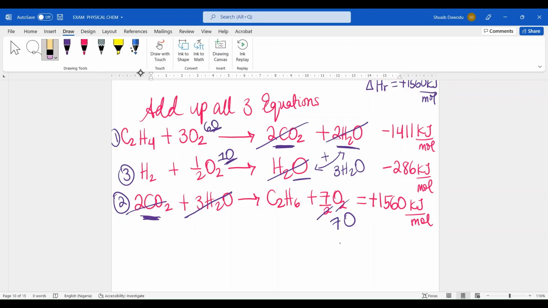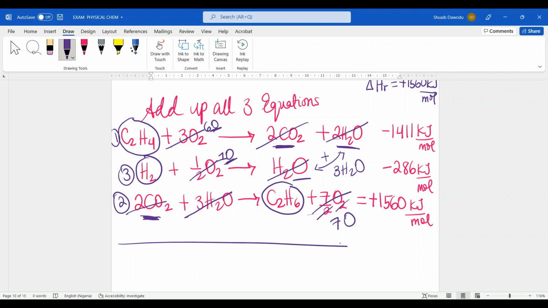So when you see that, all you have to do is just cancel out the oxygen because they have successfully been cancelled out. So what you have left in all of this is the C2H4, the H2 on both the reactant sides for equation 1 and equation 3, as well as the product side C2H6, ethane, for reaction 2. So when you add this all up, you end up with C2H4 plus H2 will give you C2H6, as I have properly circled.